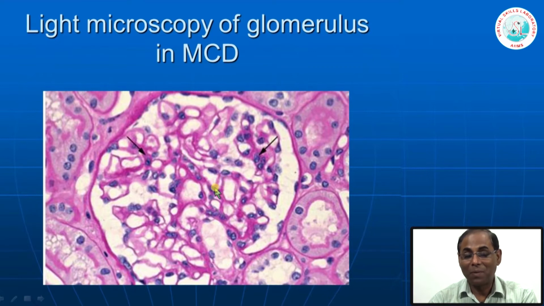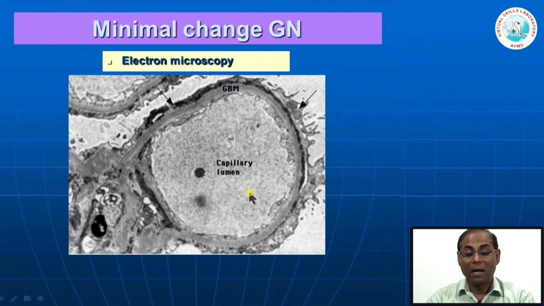So, they are all normal mesangium, and basically when you see under light microscopy there is no change, that is why we call it minimal change disease or no change disease, but the changes can be seen in the electron microscope.